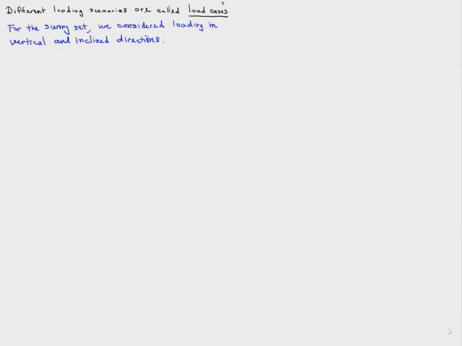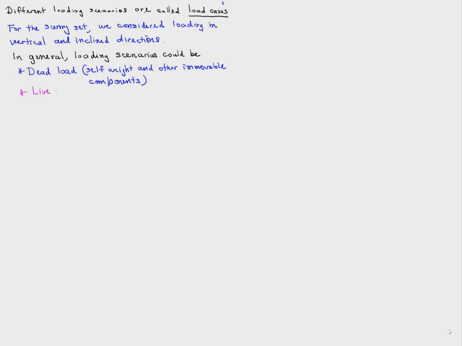Different loading scenarios are called load cases. For the swing set, we considered loading in the vertical and inclined configurations as two different load cases. In general, loading scenarios could be dead load, which is self-weight of the structure and weight of other immovable components. Live load, which for buildings could be the occupancy and for bridges could be vehicles. Wind load, snow load, earthquake, and so on.